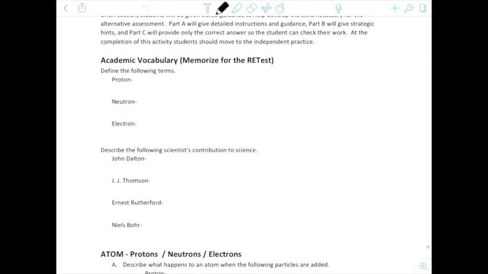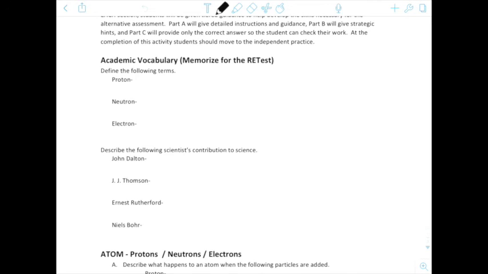We have proton, neutron, and electron. Those three are what we call subatomic particles. They make up atoms. And so a proton is a positively charged particle found inside the nucleus of an atom. A neutron is a neutrally charged particle found inside the nucleus of the atom. And an electron is a negatively charged particle which is found in the electron cloud surrounding the nucleus.